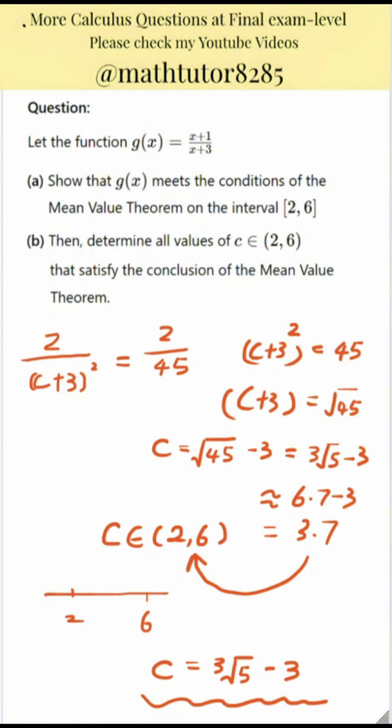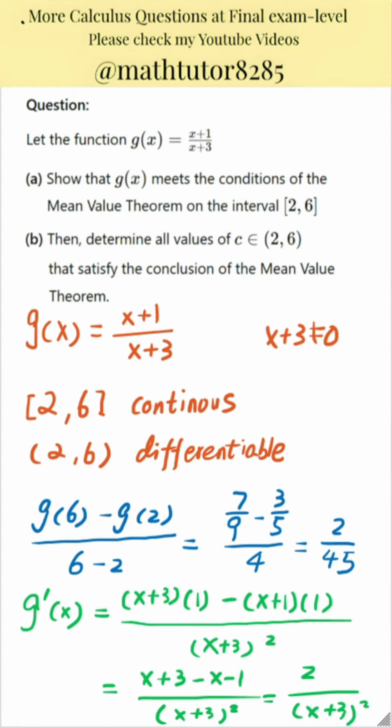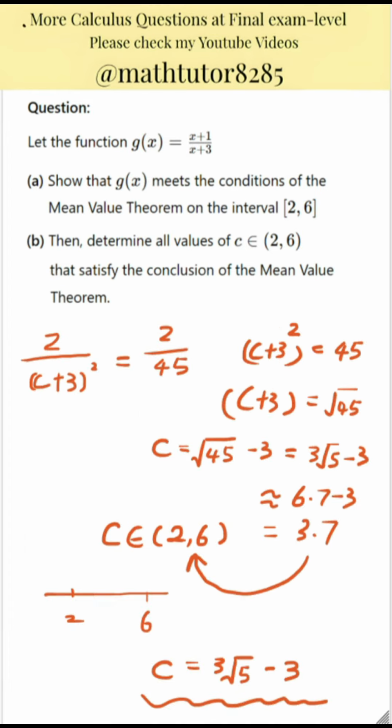When solving problems like this using the mean value theorem, especially with rational functions, focus on simplifying the derivative and equating it to the average rate of change. Watch for squares in the denominator and remember to check whether your final c is actually within the interval. That's it for this question.